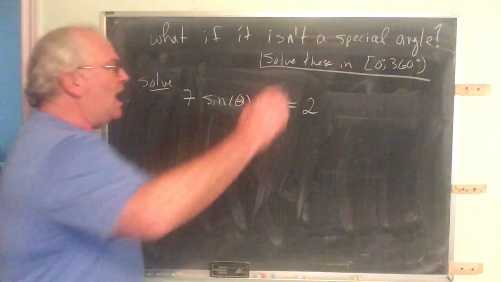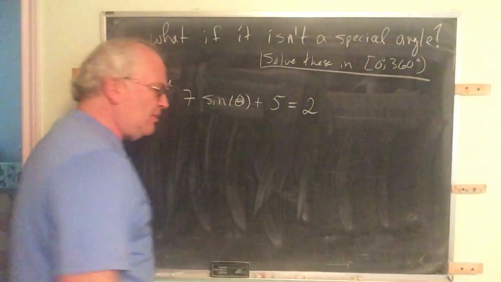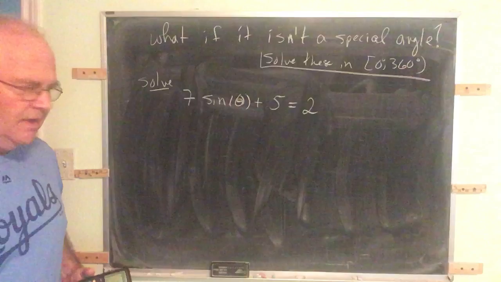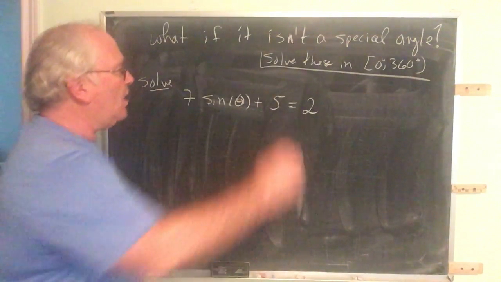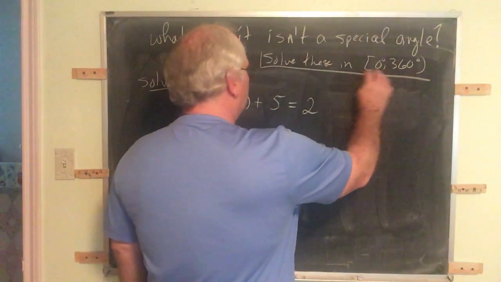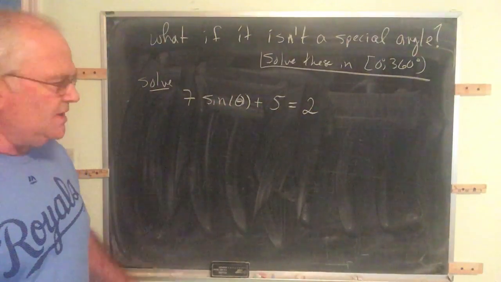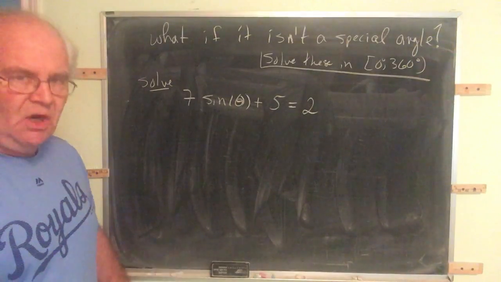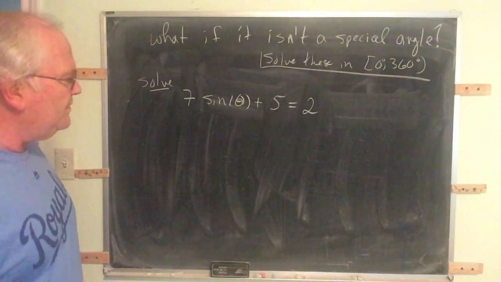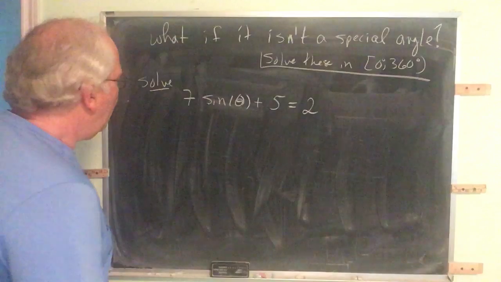So anytime it's not one of the special angles, for our purposes, the only way to solve that is with a calculator. So I have my calculator here. We're going to solve these in degrees from 0 to 360, so make sure your calculator is set in degree mode. You could just as easily solve these in radian mode, but I'm going to solve these in degree mode.